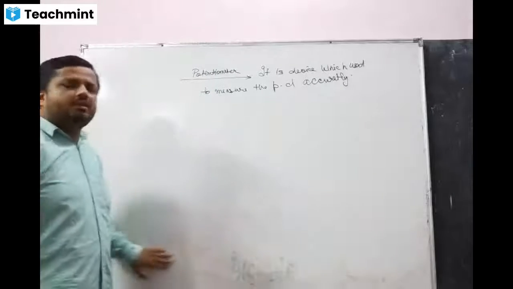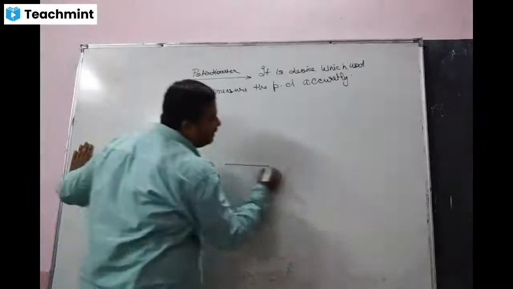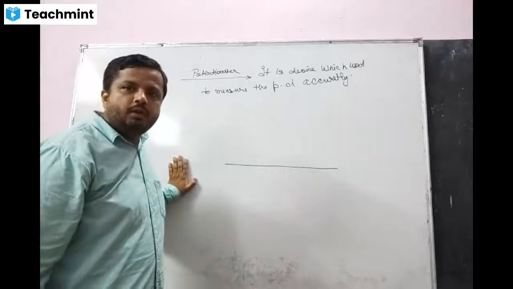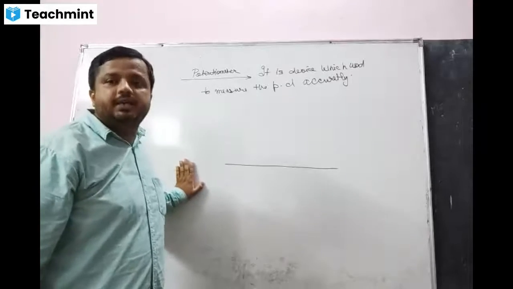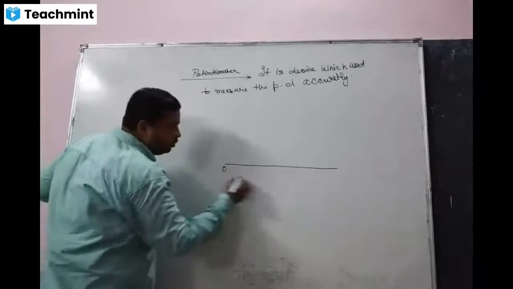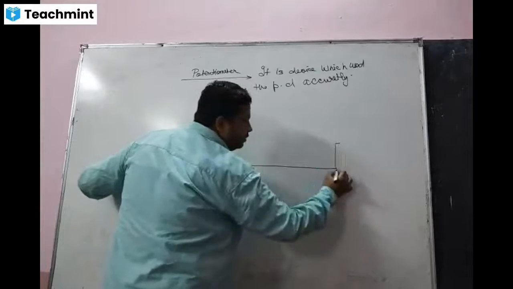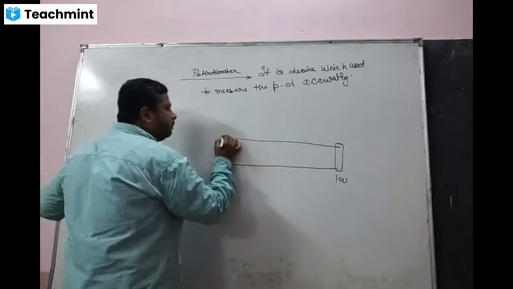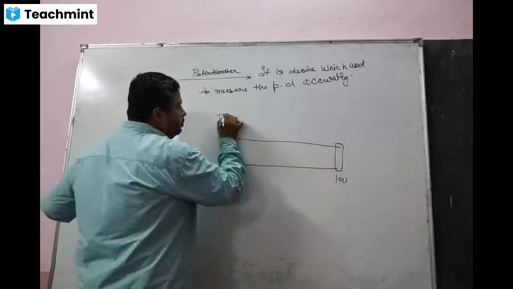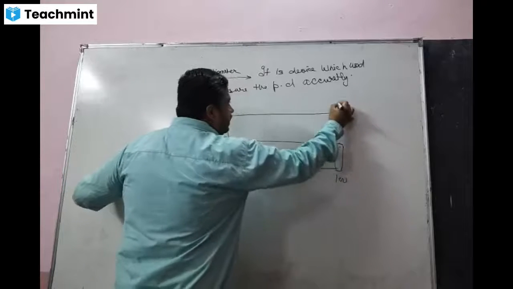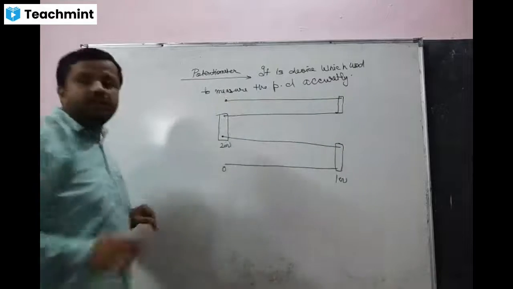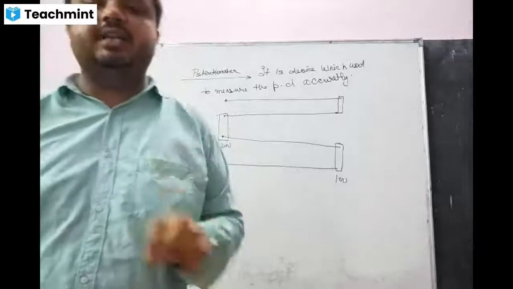It is basically a 400-centimeter wire stretched on a wooden board. In the potentiometer, we consider 400 centimeters: 0 to 100, then a copper strip, 100 to 200, then a copper strip, 300, and a copper strip, and 400.